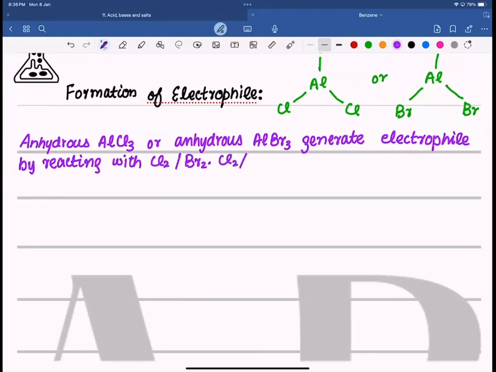So basically what happens is that the chlorine or bromine molecule polarizes. Just give me a minute please.